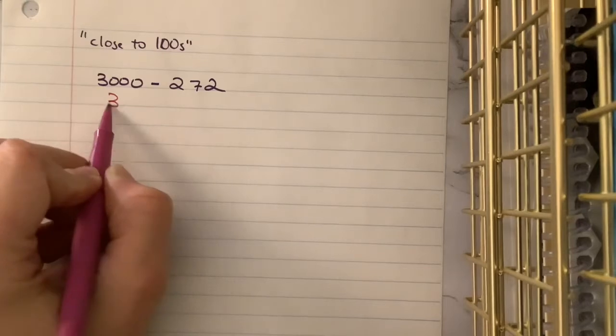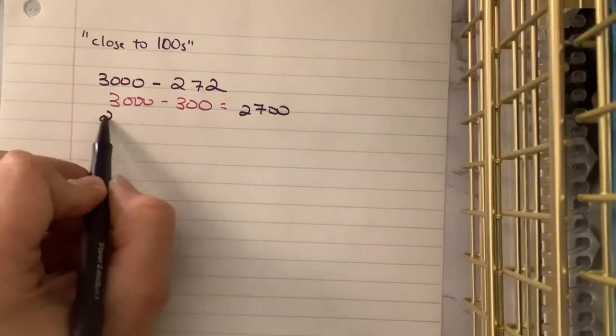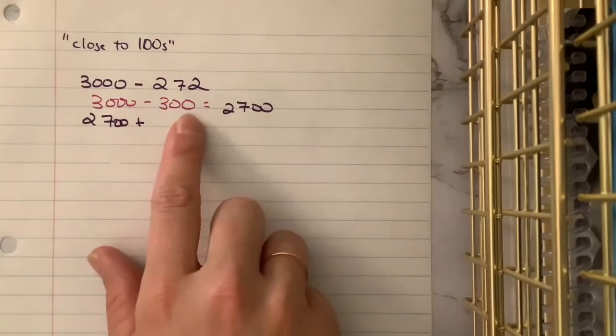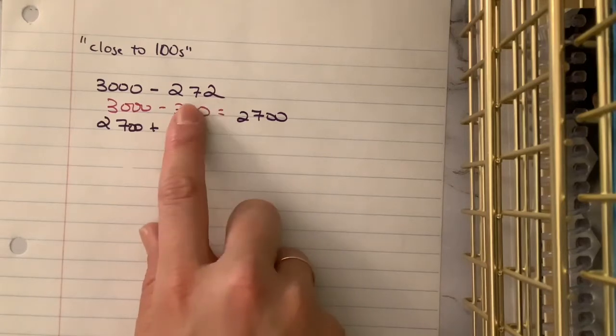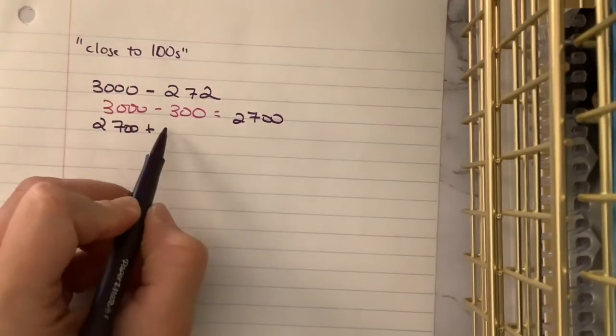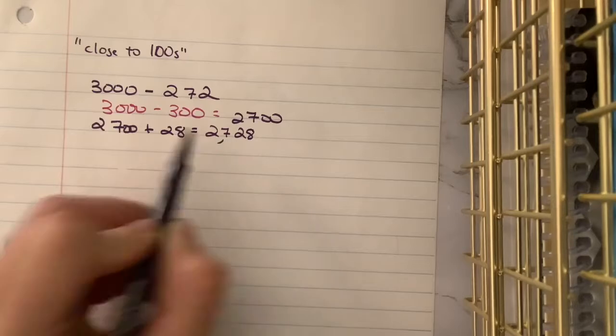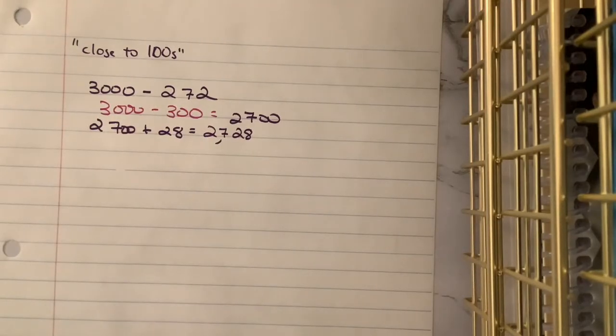So we want to think about this in terms of, we're going to do 3,000 minus 300, okay? That's something we can do in our heads. We get 2,700. But now, as we look here, we have to figure out how many do we have to add back? Or how many more than 272 did we take away? So we have to think about how far these two are apart. And they are 28 apart. So we would add these back to get 2,728.